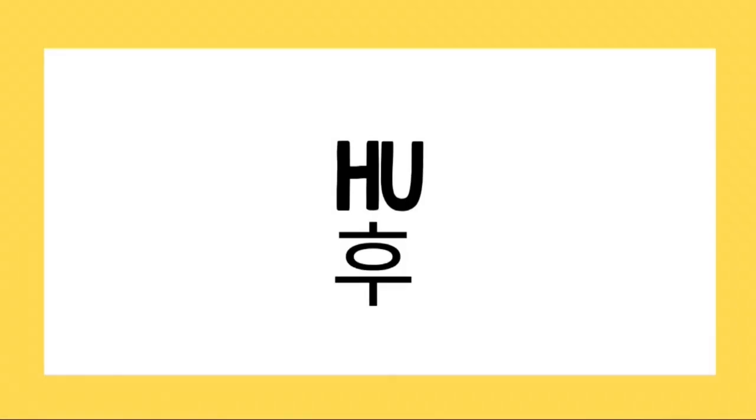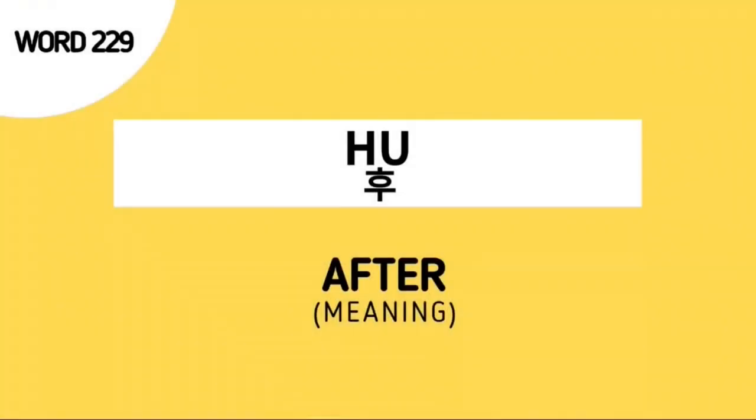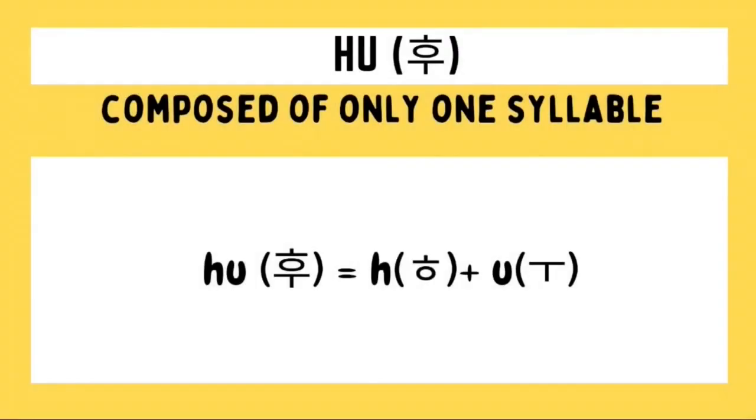Hu. This is pronounced as one syllable word. Pronounce it with me. Hu. If you would remember, our previous word is chone, and it means before. And this time we are going to study about hu, which means after. Let's learn first how to write hu in Hangul. This is composed of just two characters. The first character is hiu, and the second character is u. And we just need to combine it to form the Hangul of the word hu.